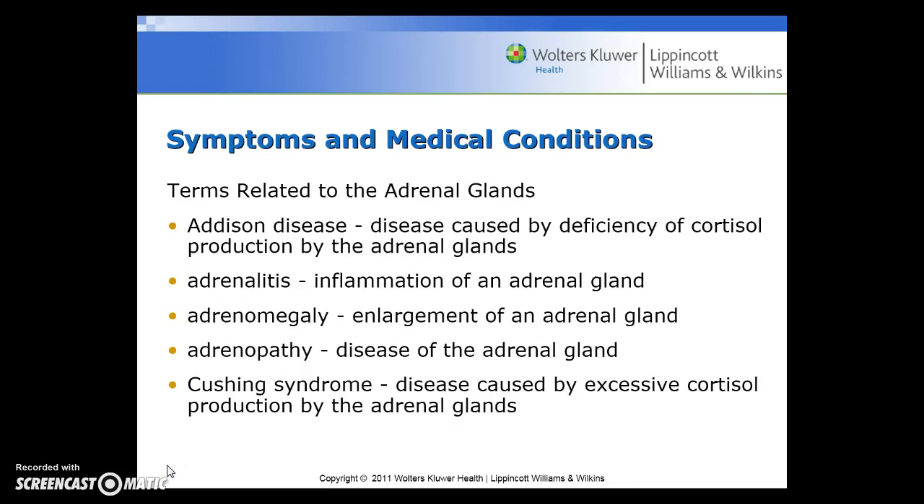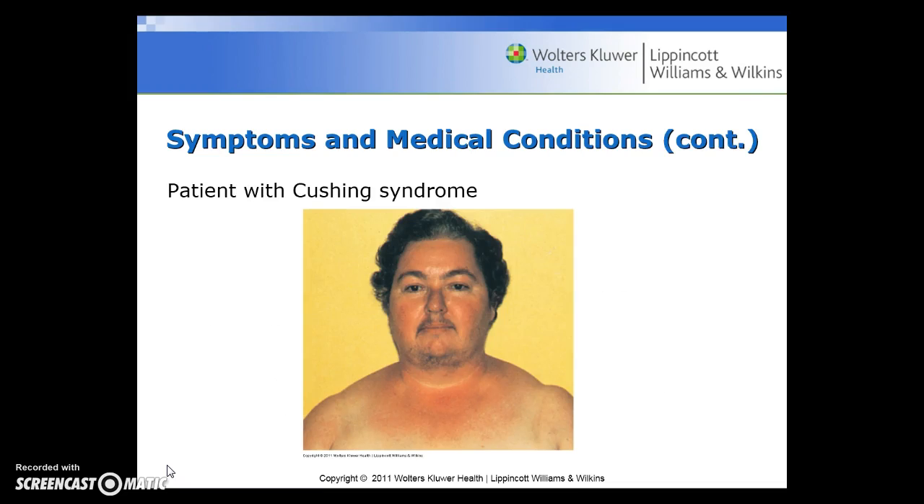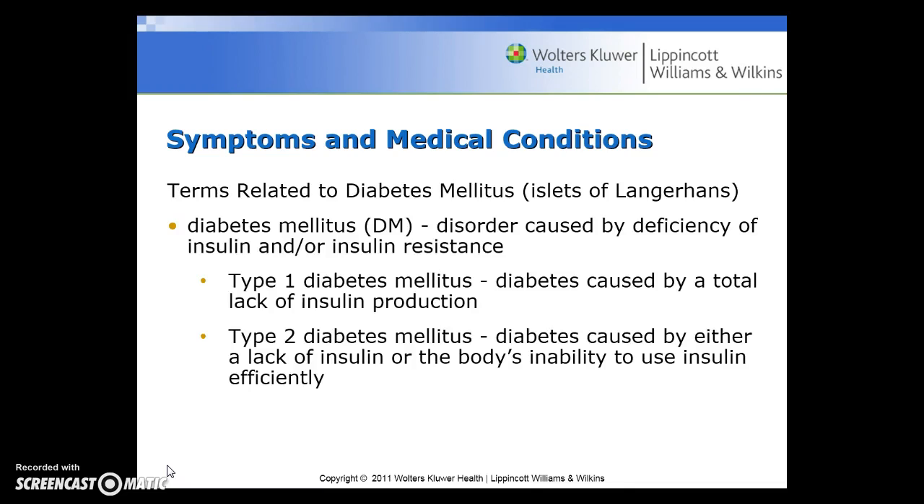Terms related to the adrenal glands are Addison's disease, and that's caused by a deficiency of cortisol production by the adrenal glands. Adrenalitis is an inflammation of an adrenal gland. Adrenomegaly is the enlargement of an adrenal gland. Adrenopathy is a disease of the adrenal gland. Cushing syndrome is a disease caused by excessive cortisol production by the adrenal glands. Here you can see a patient with Cushing syndrome.